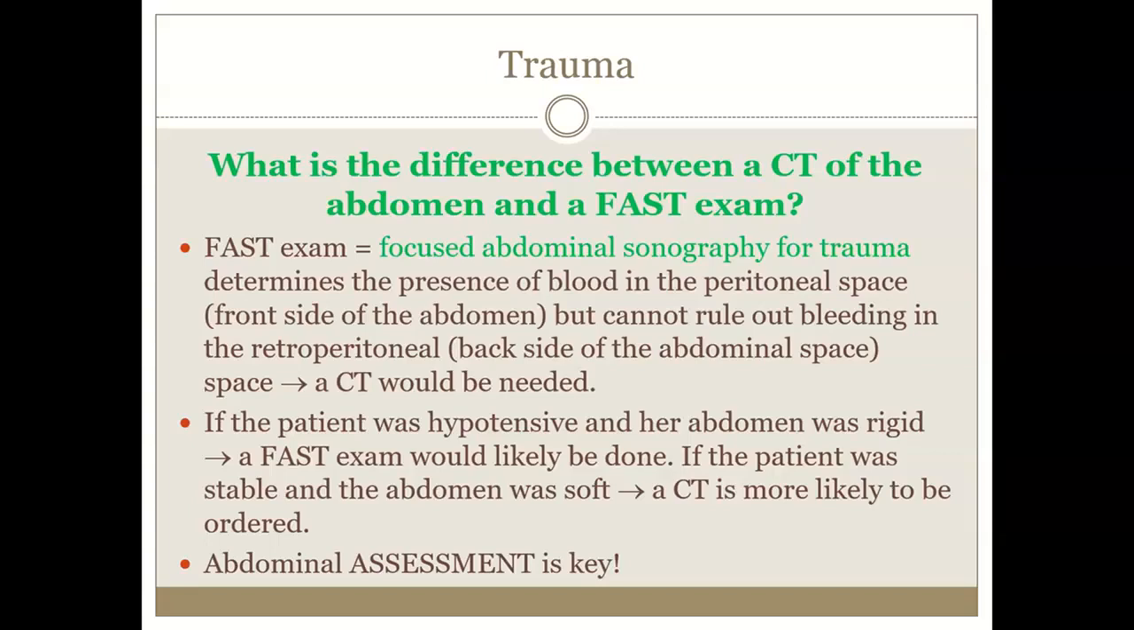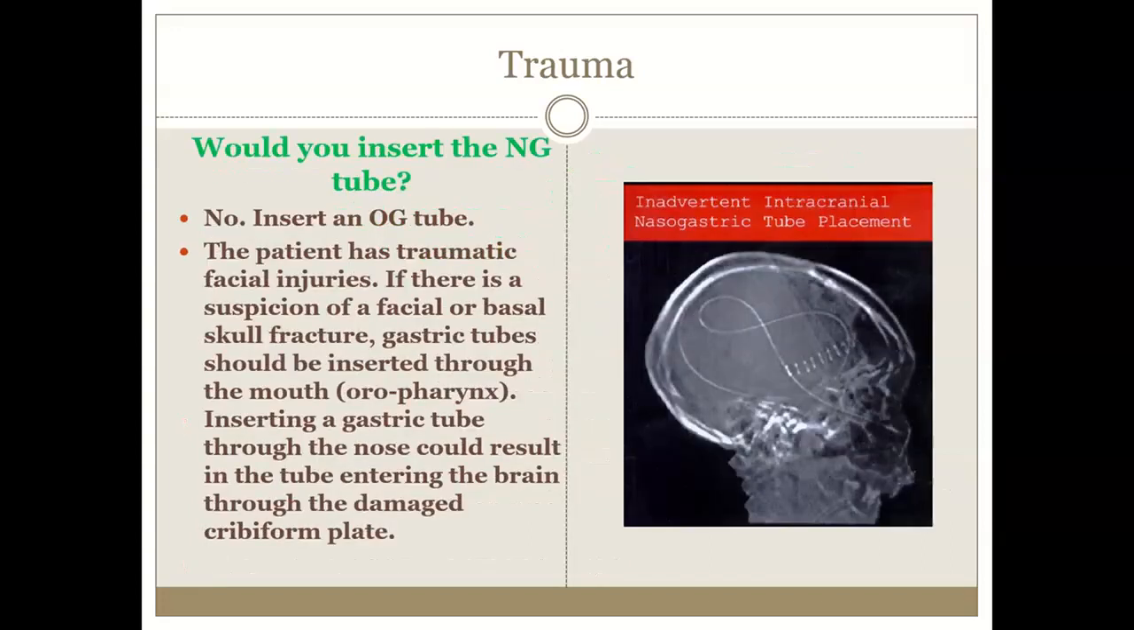So the FAST exam would be done very quickly, and if there is evidence of bleeding, then that patient is going to have to go to the operating room. If the patient was stable and the abdomen was soft, then a CT of everything can be done, and you don't need the FAST exam. So the FAST exam is just like what it says. It's got to be done fast in case there is some copious bleeding from those cracked organs. So again, abdominal assessment is very important.